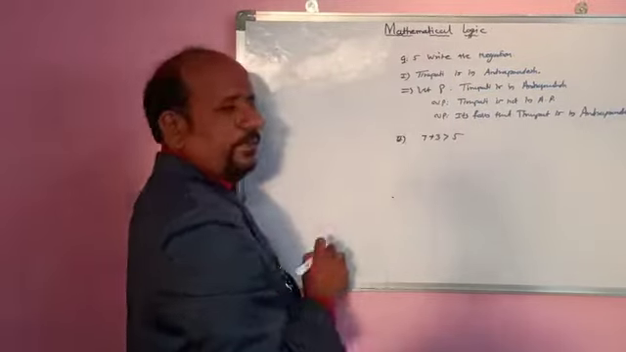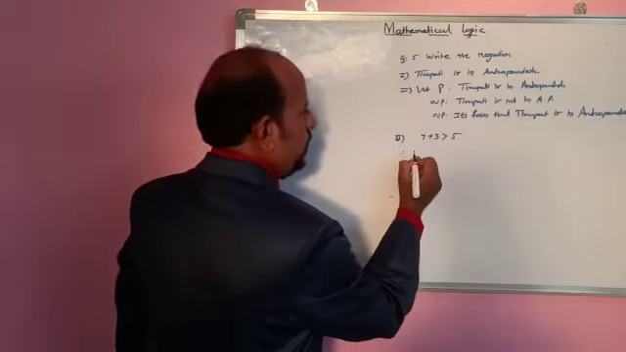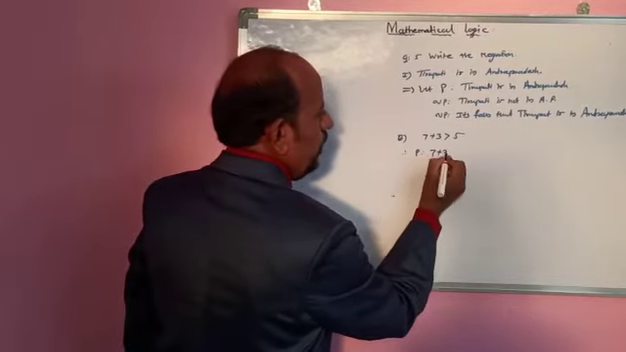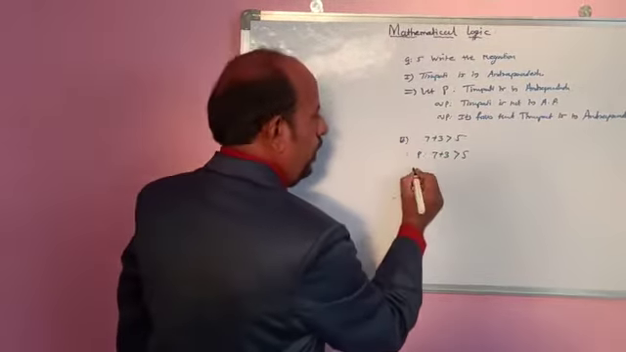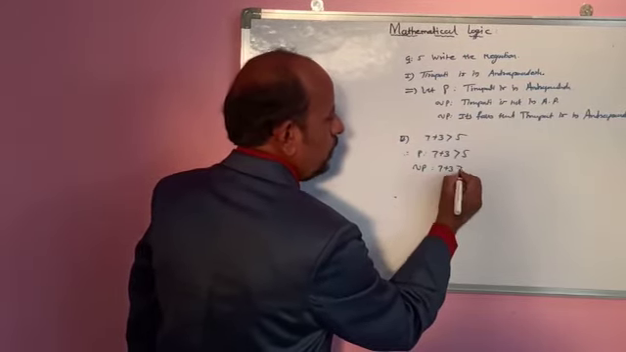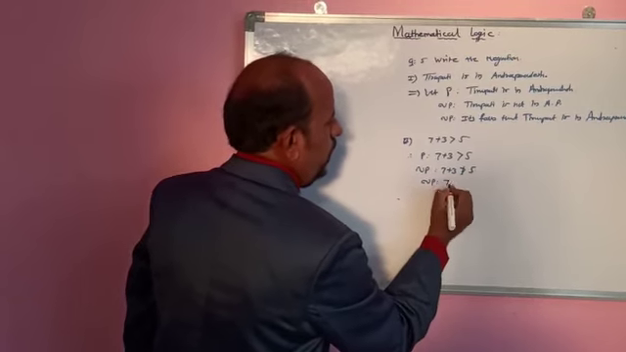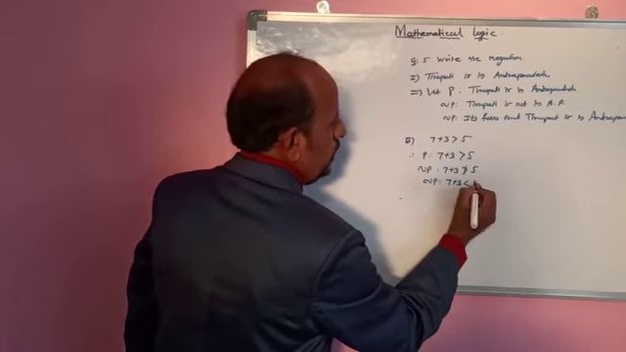Now the second example is: 7 plus 3 is greater than 5. We define P as the statement 7 plus 3 is greater than 5. Negation P is: 7 plus 3 is not greater than 5. That is, negation P, we can write as 7 plus 3 is less than or equal to 5.